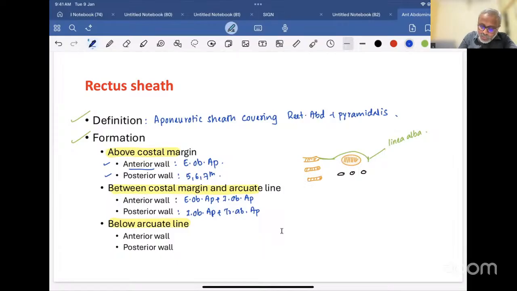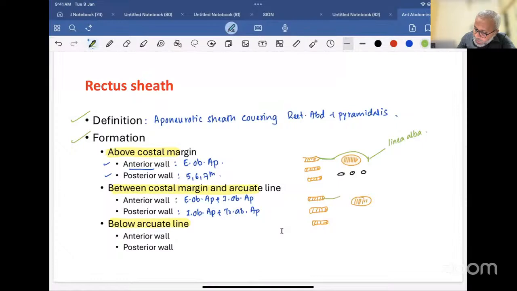So what we'll do is, we will draw this diagram again. So this is the rectus abdominis muscle. This is the external oblique. Here we have the internal oblique, and here we have the transversus abdominis. So what happens to the external oblique?